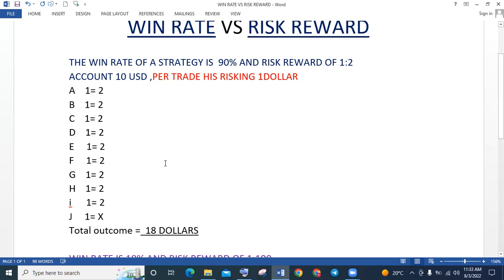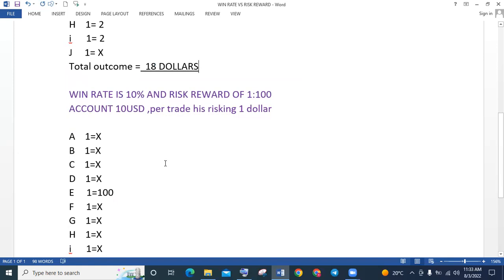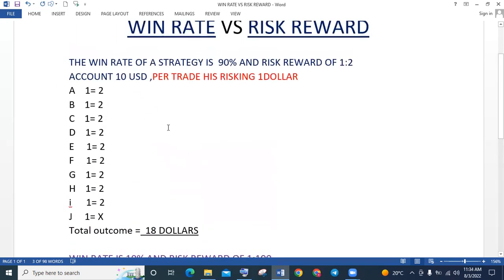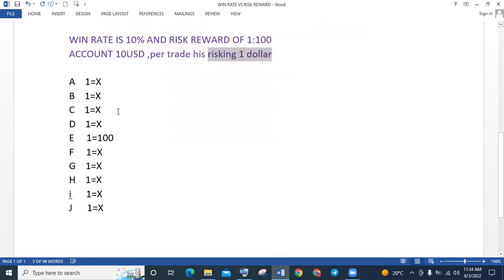Let's go to the next example. This person, trader B, has a win rate of 10% and a risk reward of 1 to 100. We give them both the same account size. They are both given 10 USD, and per trade is risking also the same amount. So when this person takes 10 trades like the first person, here is a column of the outcome of what's going to happen.